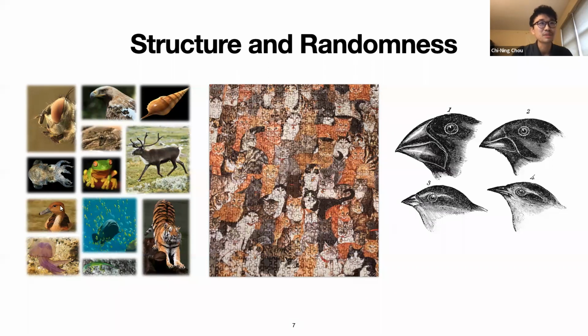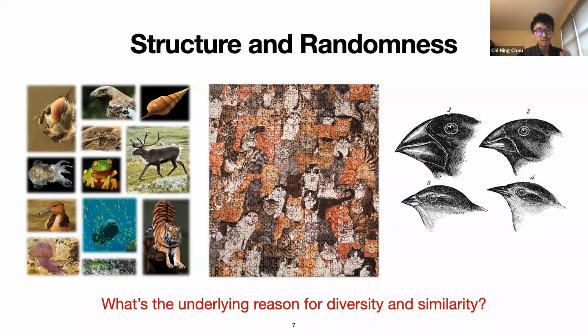There are many different species, and even within each species, there might be subspecies, and there are also individual differences. And the central question asked in evolution is then: what's the underlying reason for such diversity and similarity happening at the same time? How come there seems to be lots of randomness, but there are also lots of structures? What's the underlying reason, and how can we try to have our own understanding of that?